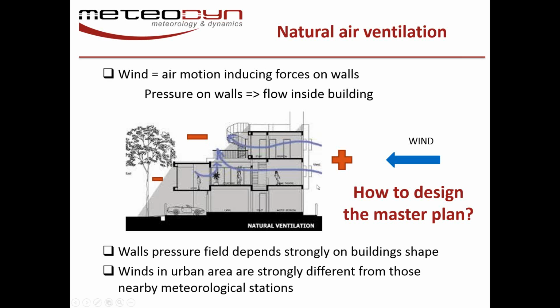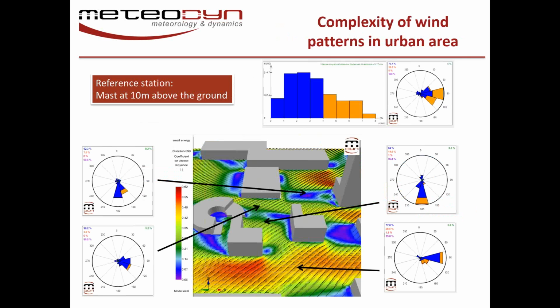So knowing that, how can you design your master plan? First, you should know that the pressure fields depend strongly on the geometry of your buildings. It will be completely different for square buildings than for, let's say, complex buildings. Another important thing to know is that the wind in your project is completely different from the one that you can usually get from the airport or outside of your project. So you have to be very careful. That's what I'm going to explain now.